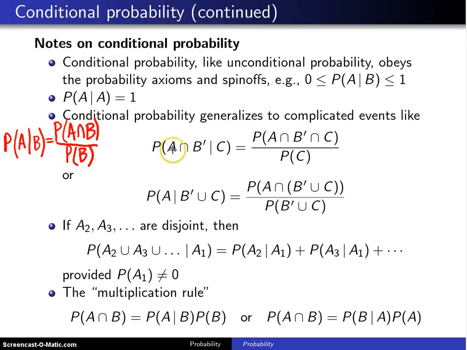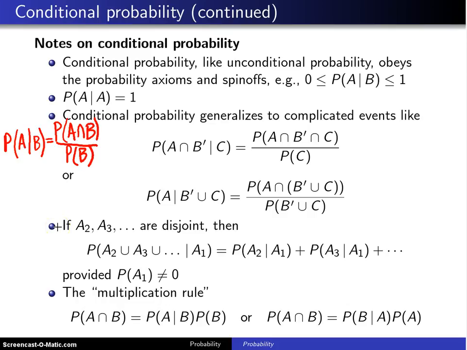So for example, if we replace A here with A intersect B prime and we replace B with C, then we just know it's the probability of the intersection of the two events divided by the probability of the given event. Likewise, if we want the probability of A given B prime union C, it's the probability of the intersection of those two divided by the probability of the given event. So the takeaway from that third note on conditional probability is that A and B can become arbitrarily complex.